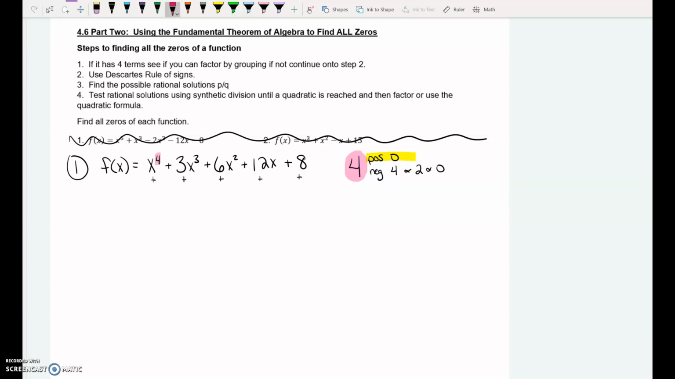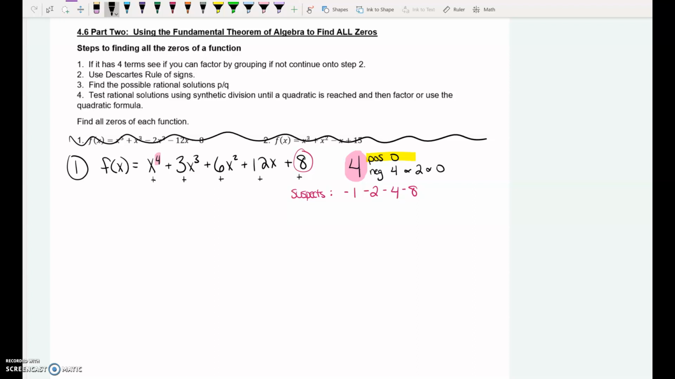The suspects for the solutions come from our constant term. So ways to multiply to get 8. We've got 1 times 8 and we've got 2 times 4. So these are our suspects. I'm going to test -1, -2, -4, and -8. Hopefully I won't have to test all of them, but these are the numbers that we're going to have to test to find a solution.